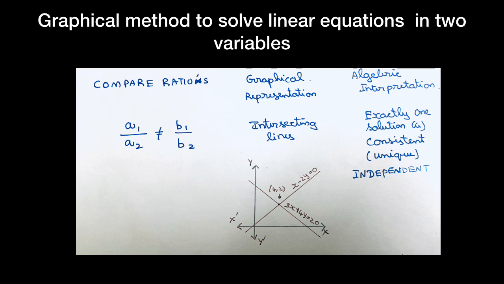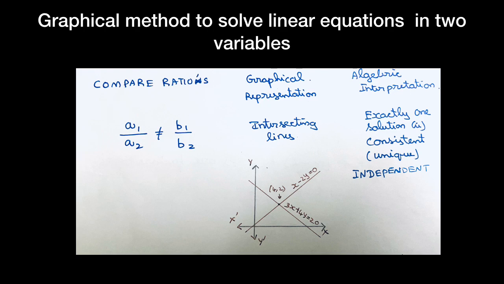So we already know that linear equations will form a straight line in the graph. So when two linear equations are given, we can get two different lines in the graph. When these lines are intersecting at single point, we can say it as consistent. The given system is said to be consistent and it will have only one solution. That intersecting point is said to be one solution and it is also said to be unique. And this system is said to be independent.